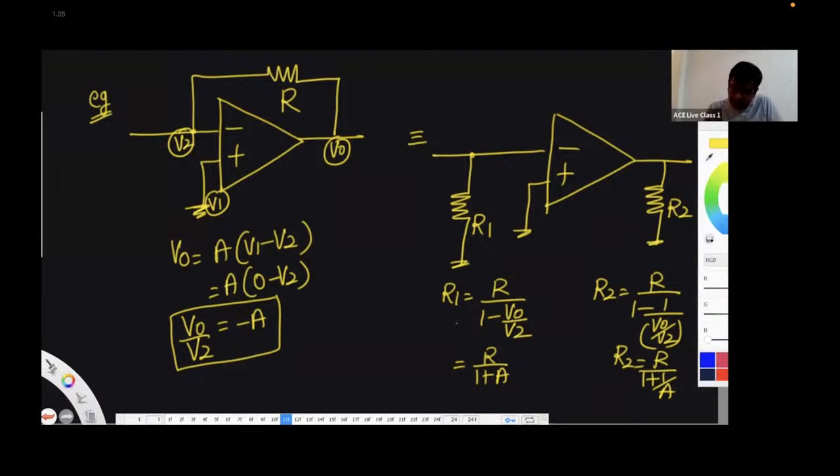And the division can become multiplication if you have a capacitor.